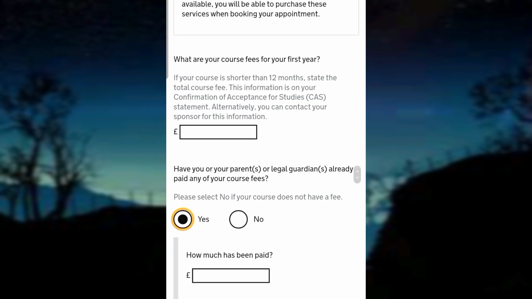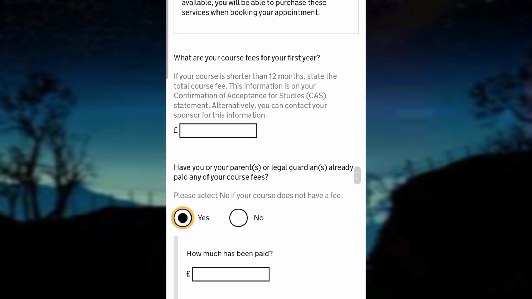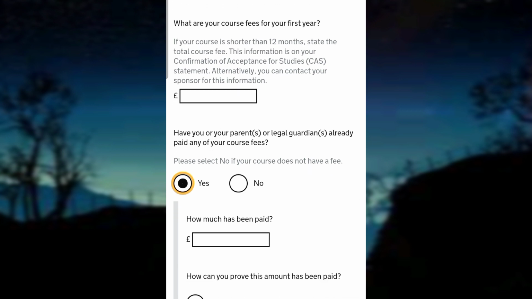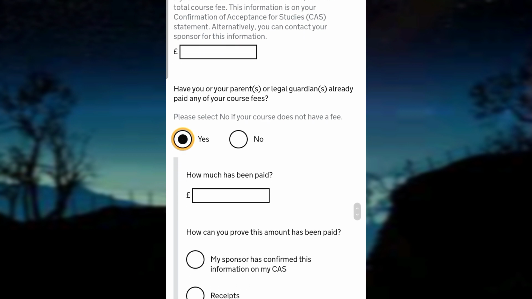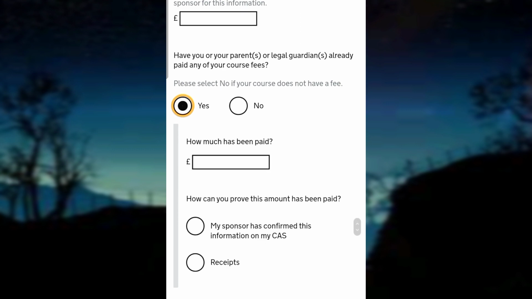Then it will go forward to ask you how much you've paid. You put that here. This figure will also be in your CAS, so ensure that you're putting in the right amount. When you put the amount that you have paid as deposit, it will ask you, how can you prove this amount has been paid? Of course, you'll say my sponsor has confirmed this information on my CAS. So you save and continue.